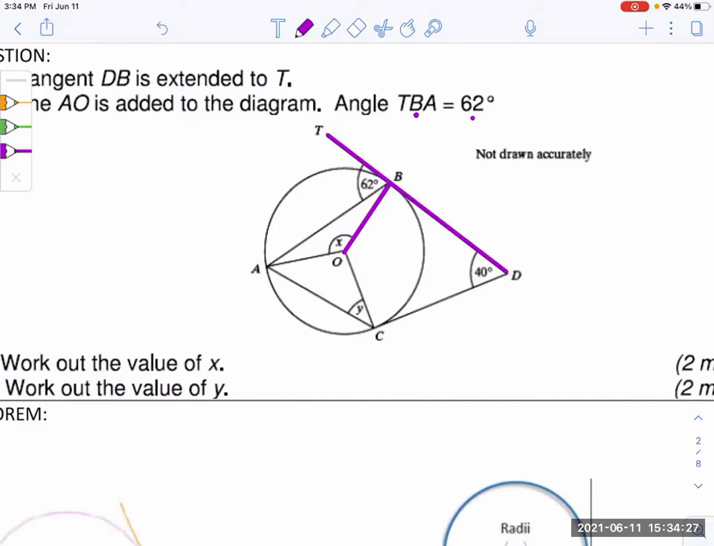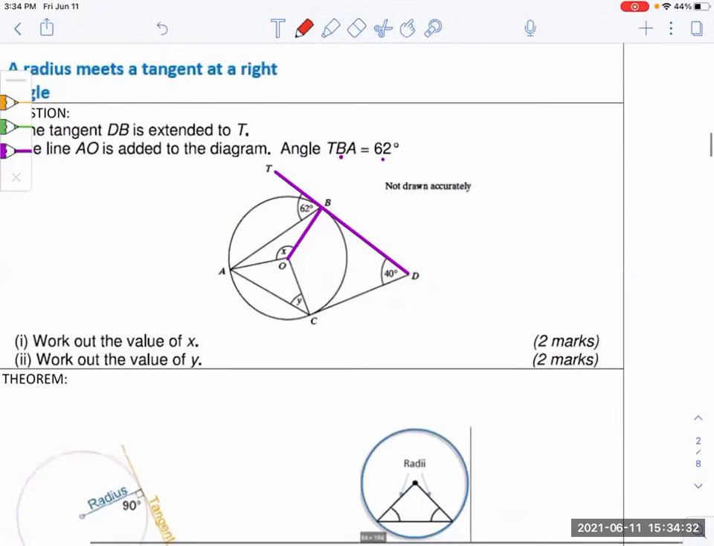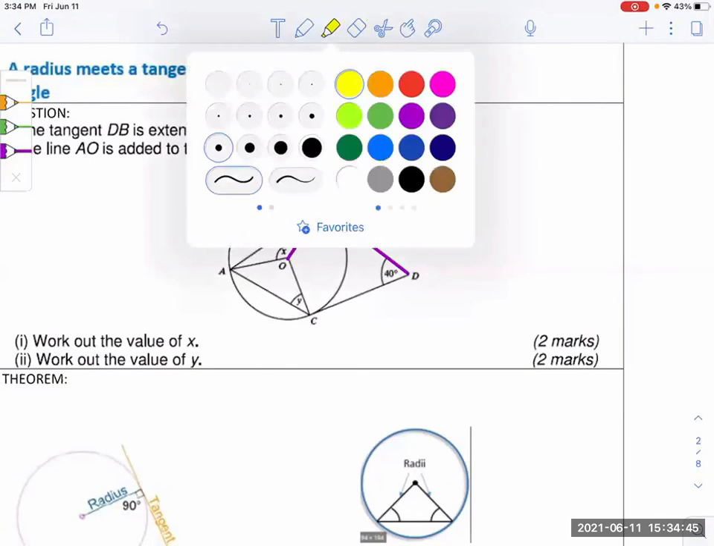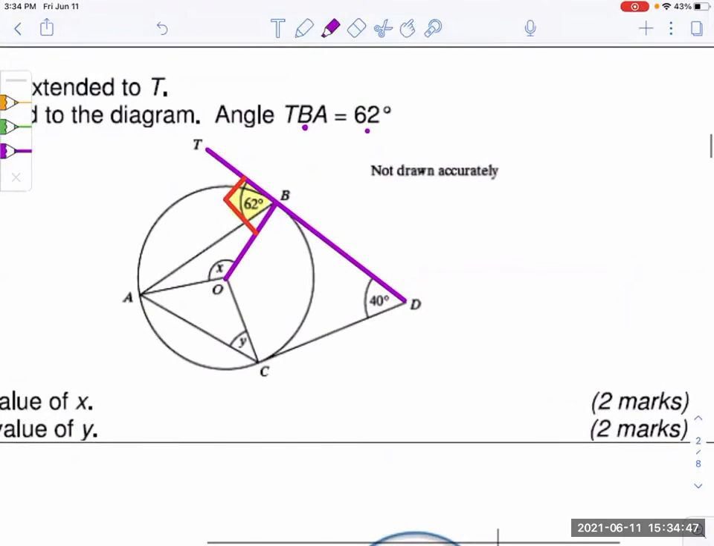90 degrees. Do you all agree that the radius meets the tangent at 90 degrees? Yes, miss. If this angle here is 90 degrees and this part here is 62, what would this part here be in purple? It will be 90 minus 62. Did you all hear what he said? Yes, miss.